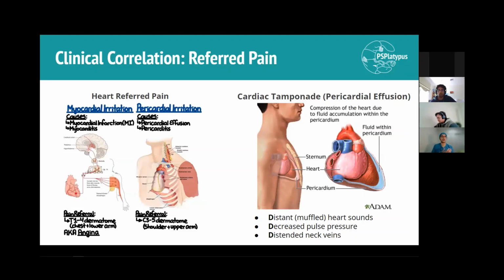So myocardial irritation can be caused by pathologies affecting the myocardium. For example, if you have a myocardial infarction where there's not enough blood reaching the myocardium, so they start dying off, right?